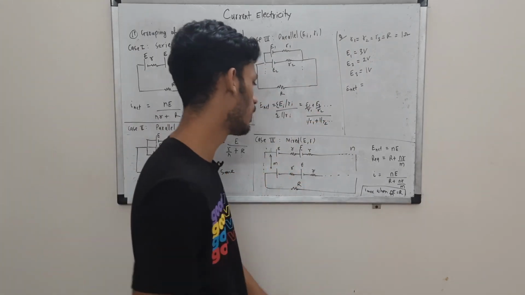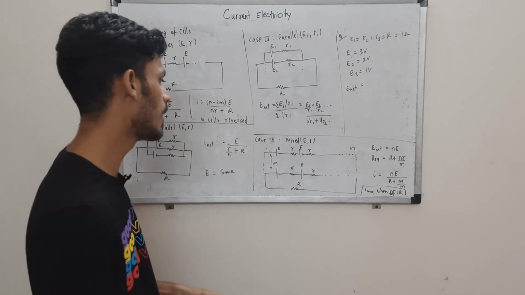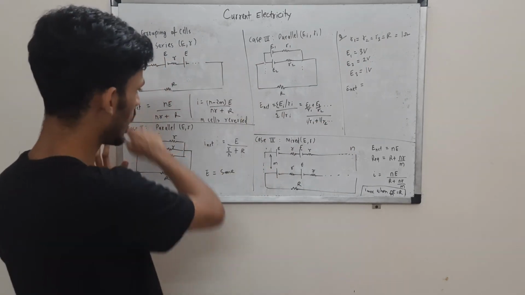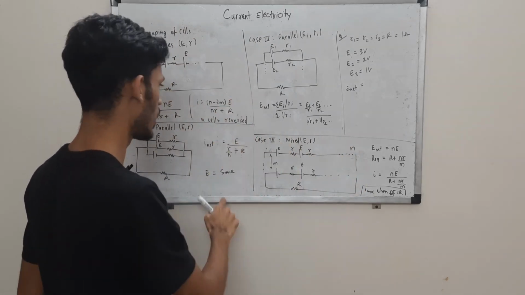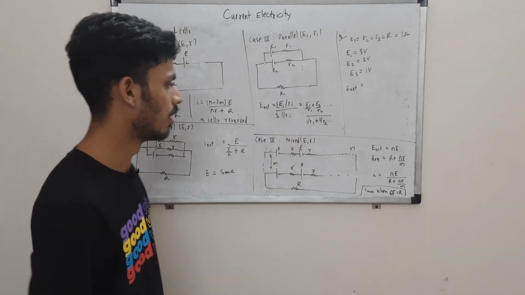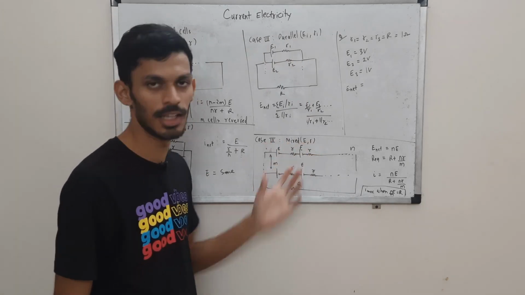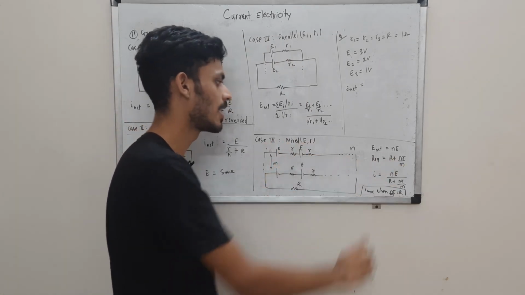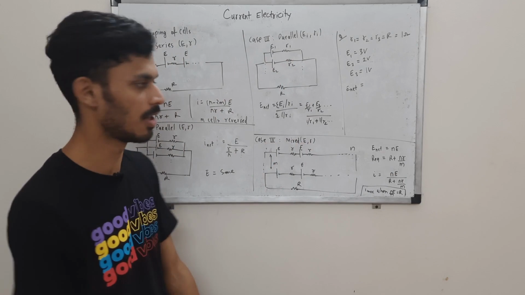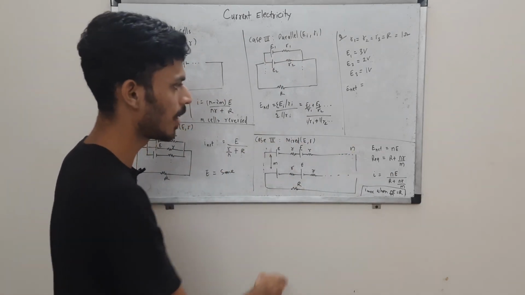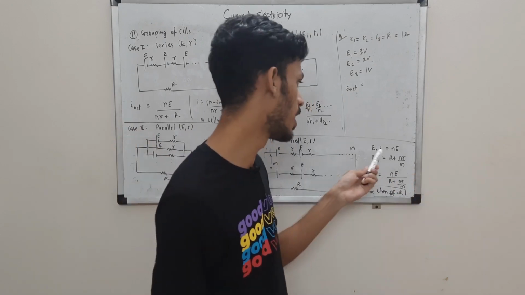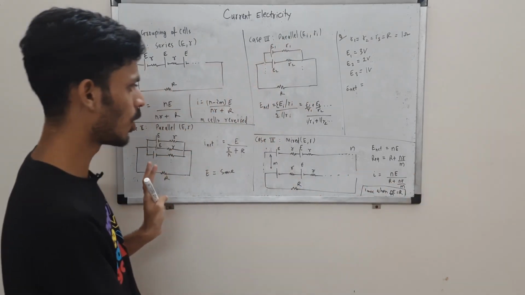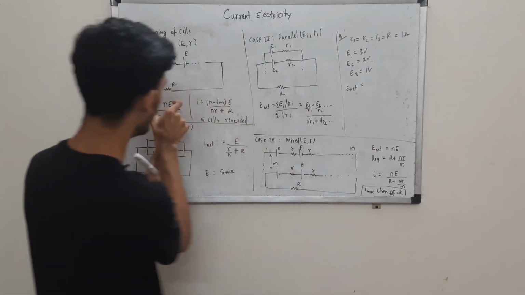Let's come to case 4, wherein we are given a mixed cell combination. In these three cases the batteries and the internal resistances are the same: case 1, case 2 and case 4. Here only there is a difference. So case 4, E and r same, but here N cells are in series and M are in parallel. So the net EMF will become N times E, right? In parallel it is not changing, in series it is changing, which is NE.